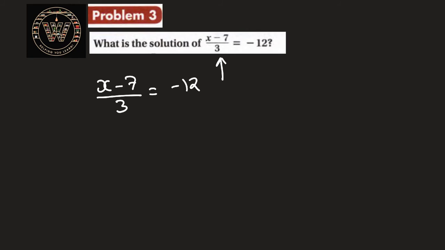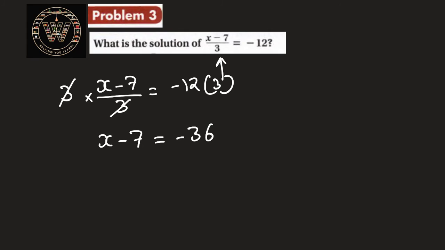How will you get rid of the division? By multiplying by 3 on both sides. So what happens? This 3 cancels with this 3. So we are left with x minus 7 is equal to negative 12 times 3, negative 36.